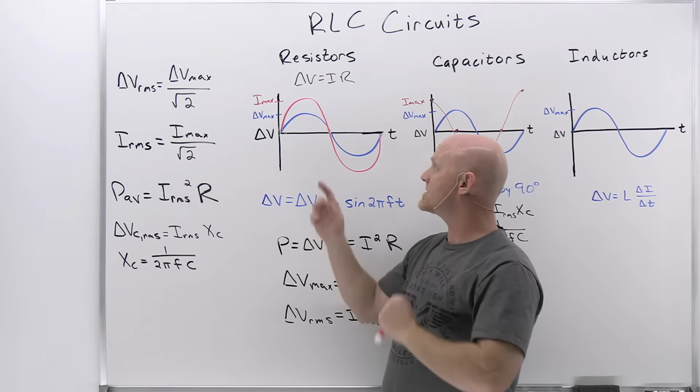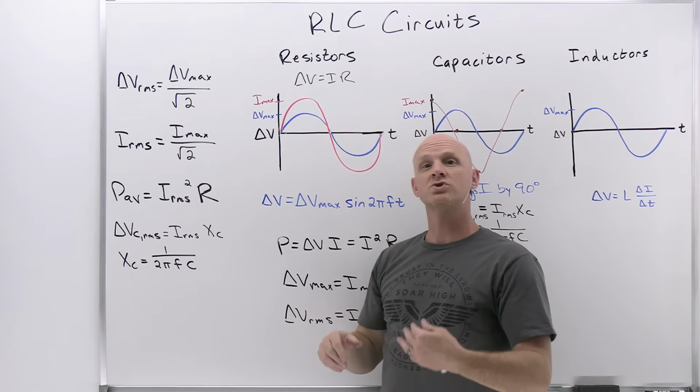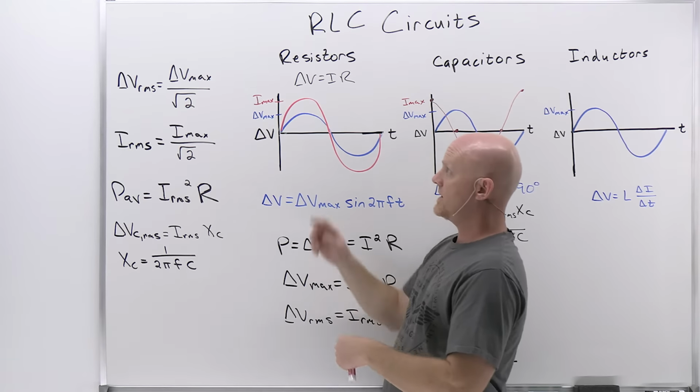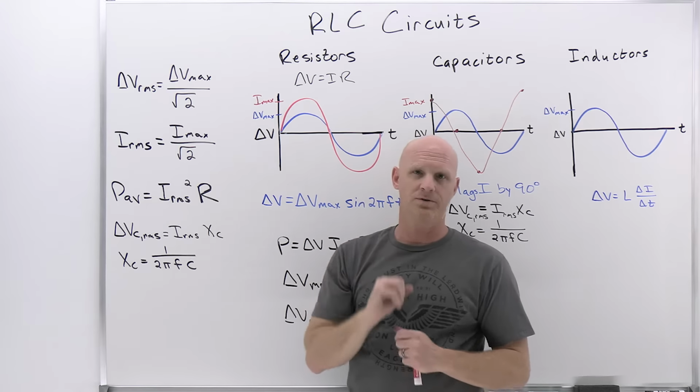And when is that slope 0? At the maximum and the minimum. That's when the slope goes horizontal, if you will. The slope is 0. And so when the current's at a maximum, the change in current is 0.